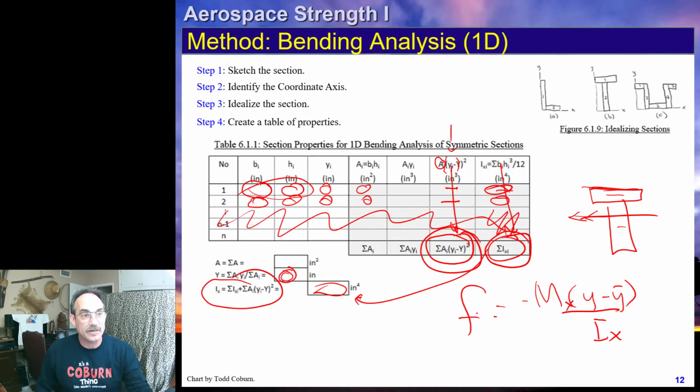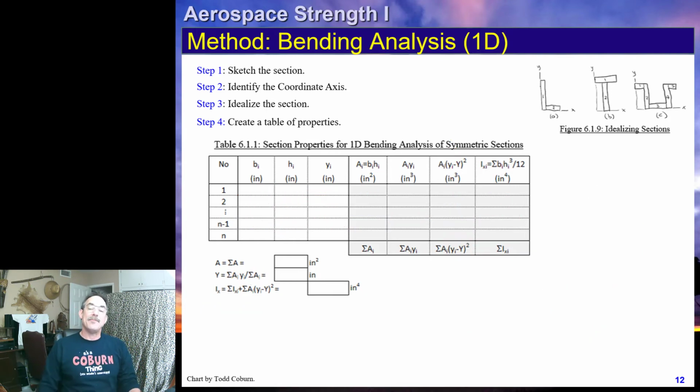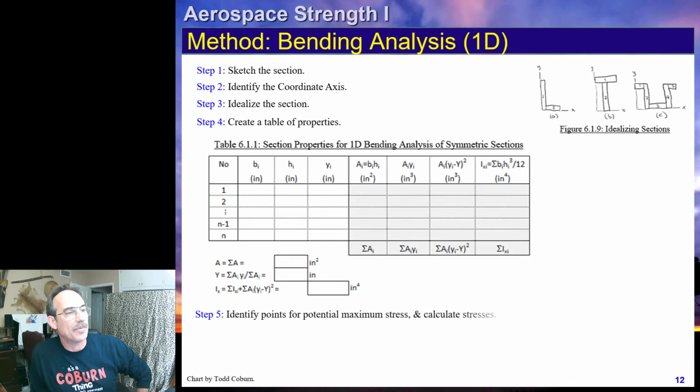That is how we do it for solid sections with bending about one axis. If we had bending about a vertical axis, we would have constructed our properties about the y-axis instead of about the x-axis. You'll see this in a minute in our 2D section properties. Next, we identify our points for max potential stress, and we can apply our formula like this.